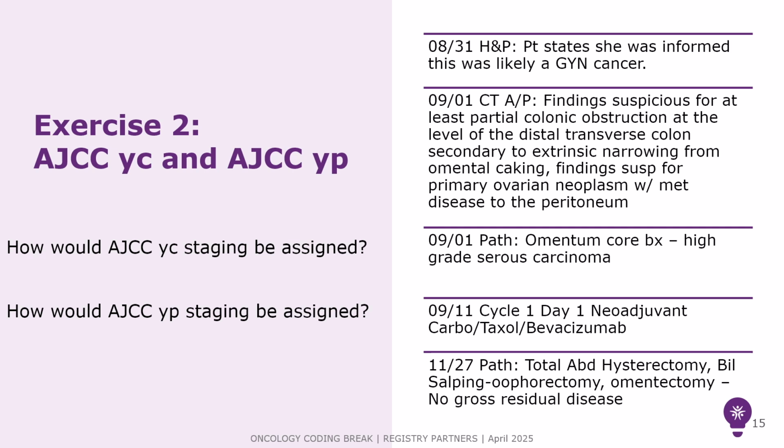On September 11, the neoadjuvant therapy was started. And on November 27, there was a total abdominal hysterectomy with bilateral salpingo-oophorectomy and omentectomy. The path report showed no gross residual disease. How would the AJCC Y staging be assigned? And what about the YP staging? YCT blank, YCN blank, CM blank with stage blank.